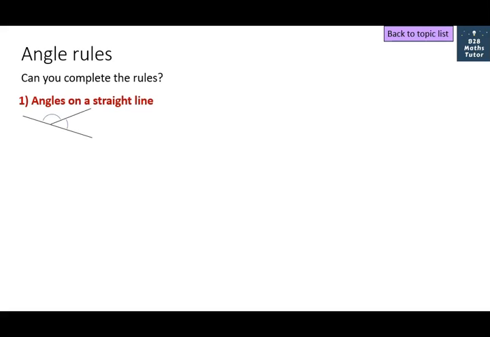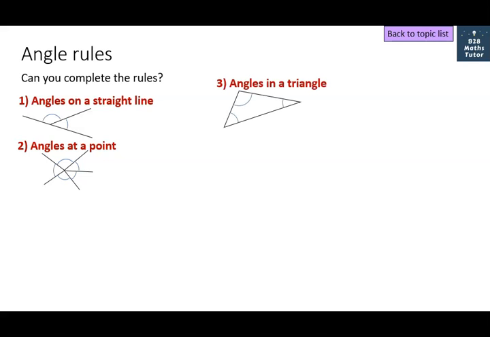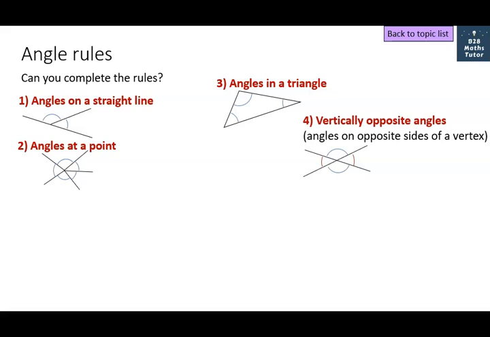In this video, we're looking at the rules you need to know when you're dealing with angles. So can you complete these rules? One about angles on a straight line, one about angles at a point, angles in a triangle, vertically opposite angles. Vertically doesn't mean one up, one down. It means they are on opposite sides of a vertex.